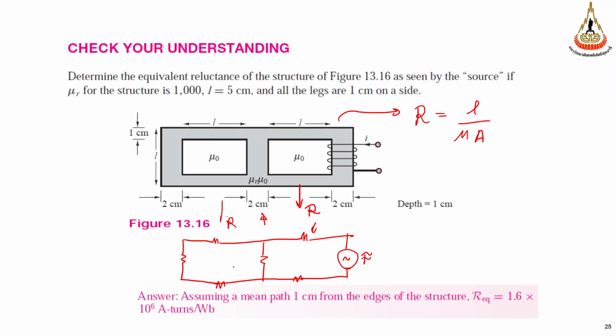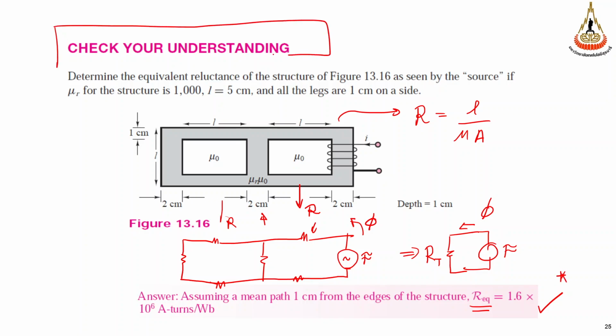Finally, you get this circuit, and can you calculate the flux? You need to get the resultant of the reluctance, then you can calculate the flux. This is Req here. This is the answer. You can check your understanding. If you try to do this slide, I think it will help you understand more and give you a clearer understanding.